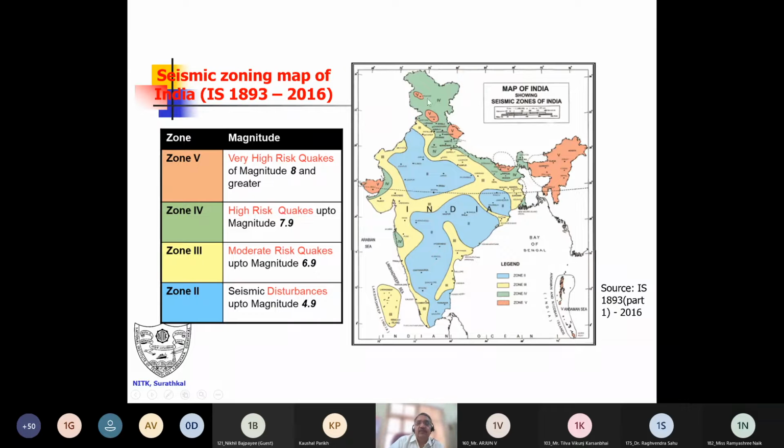And zone 4, shown here in green color, high risk zone, magnitude up to 7.9. And then zone 3, shown in yellow color here, we can expect earthquakes of magnitude up to 6.9. Then zone 2, seismic disturbance up to magnitude 4.9, low risk zone. So zone 3 moderate, zone 4 high risk zone, zone 5 very high risk zone. So about 58% or almost 60% of our country comes under moderate to very high risk zone. So it is very much essential that we consider earthquake resistant features while designing the structures.